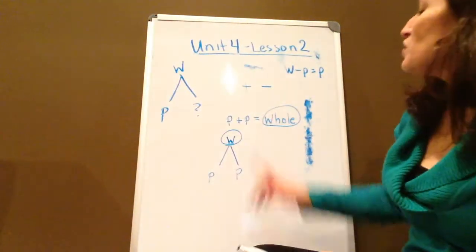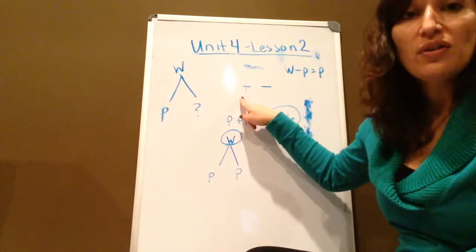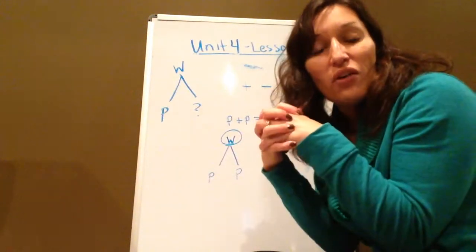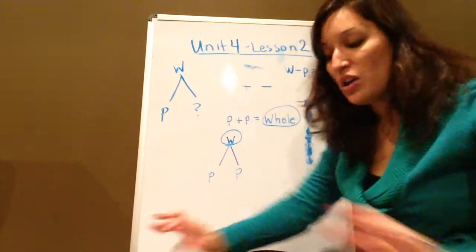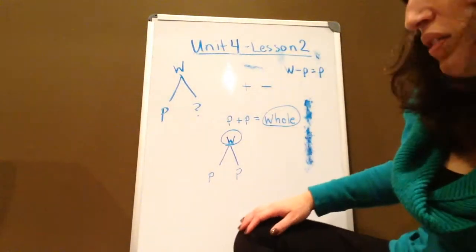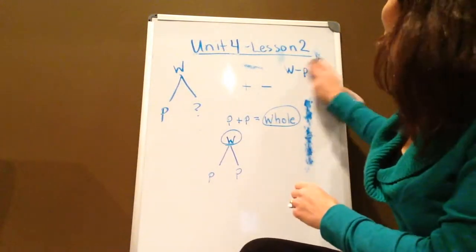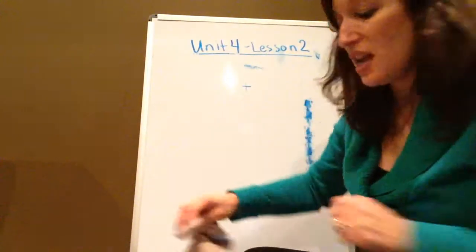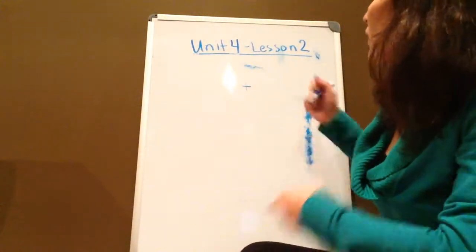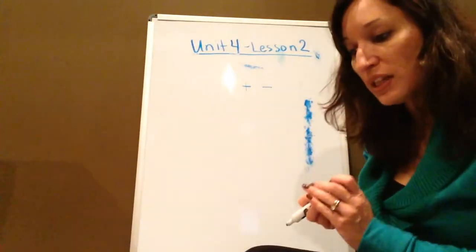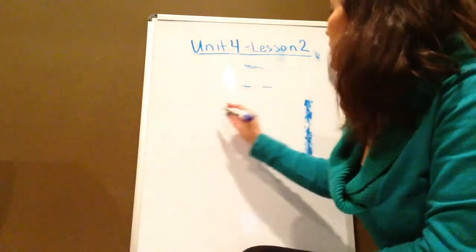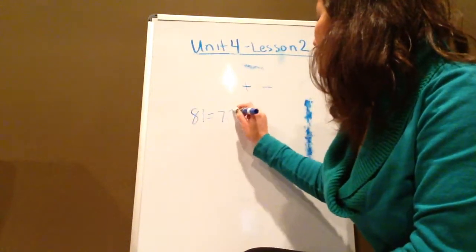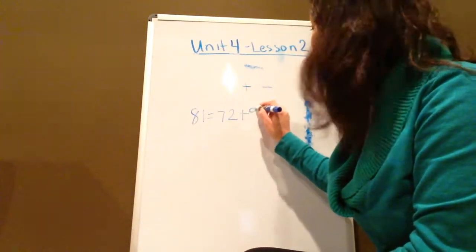Okay? So these two work together. They're kind of the opposite of each other. One of them puts it together, and one of them takes it apart. So you could use a math equation, and you could use the addition and the subtraction process with the same equation to show how they go together and how they come apart. Let's do that here. We've got 81 is equal to 72 plus 9.